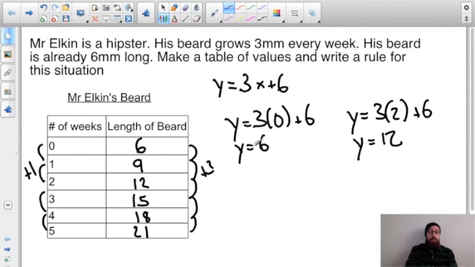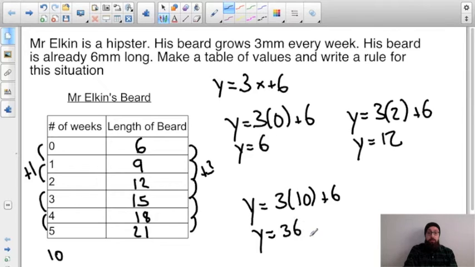And the nice thing is, you can use this to figure out anything. So if we want to know how long my beard would be after 10 weeks, we could just use our rule and say y is equal to 3 times x. We would take our x column, we'd look for a 10. So y equals 3 times 10 is 30 plus 6. So my beard would be 36 millimeters long. I'd end up looking like Gandalf.